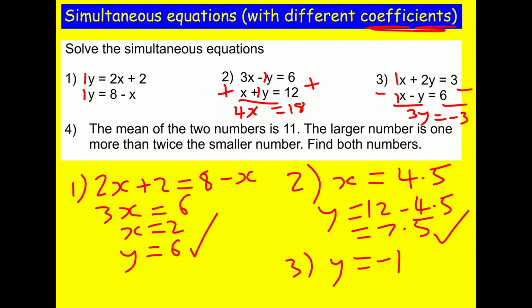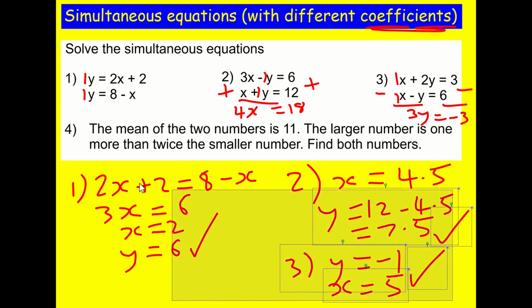And I can substitute that back in. x minus 1 is 6. So I can see that x is going to equal 5. Again, if I check, I do 5 minus 2 is 3. I know I am correct. Brilliant.